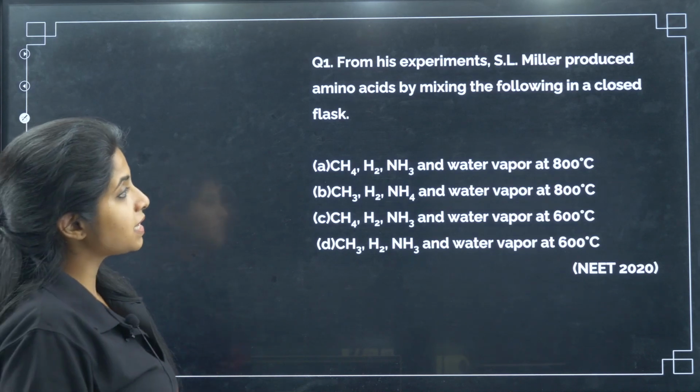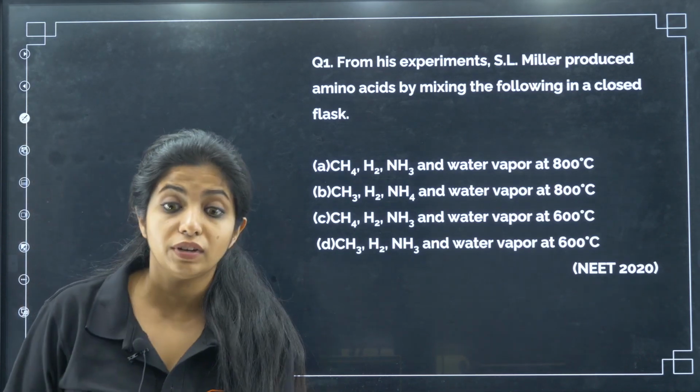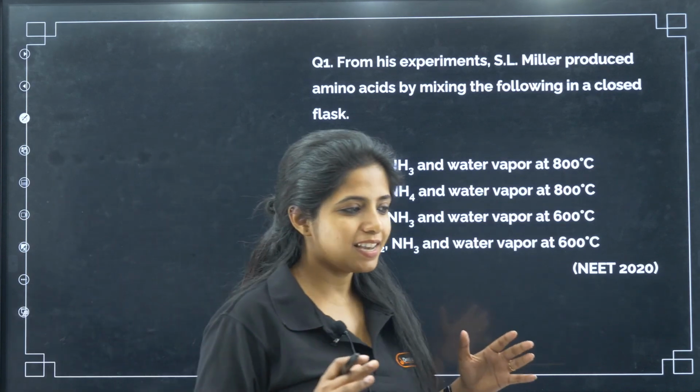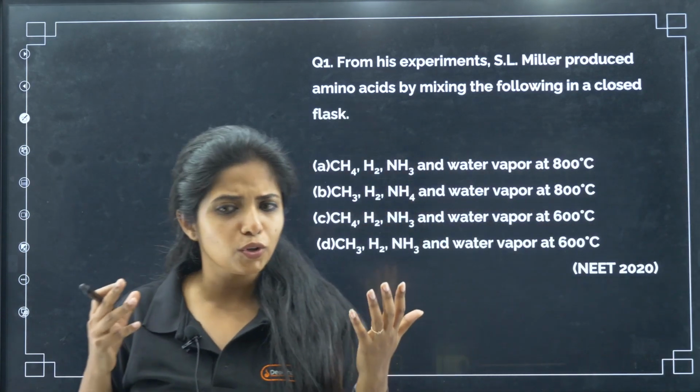So from his experiments, S.L. Miller produced amino acids by mixing the following in a closed flask. What all did he put in the closed flask? So what was he trying to do? He was trying to prove the chemical evolution of Earth. What do you mean by that?